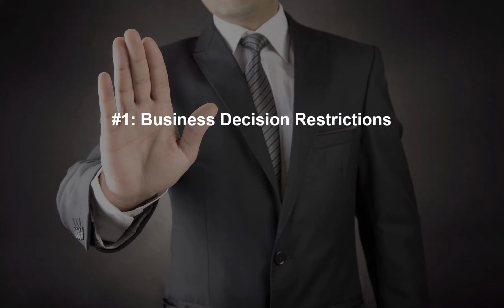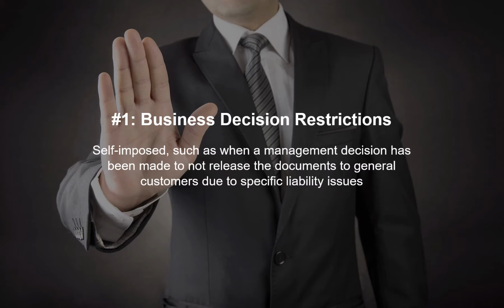Number 1. Business decision restrictions. Business decision restrictions are self-imposed, such as when a management decision has been made to not release the documents to the general customers due to specific liability issues.